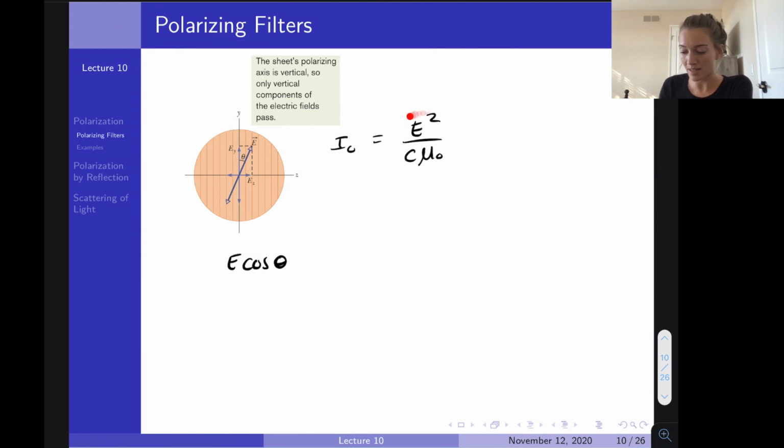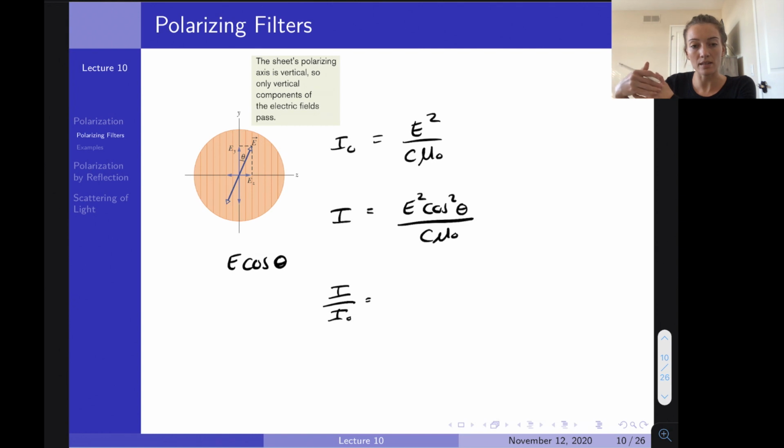Now our new intensity is going to obey the same equation, except now our E, instead of being the full magnitude of our electric field vector, is just the y component. So we're going to replace that with E cosine theta, right? So I just replaced E with E cosine theta and then squared over c mu naught. And now if I want to find the ratio of these two intensities, I over I naught, the ratio of the intensity of the light that passed through compared to the light that was incident, I can just do a ratio here.